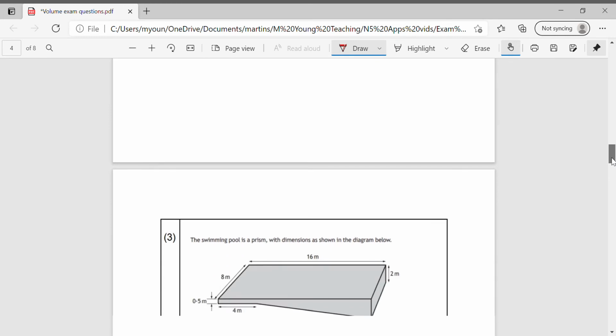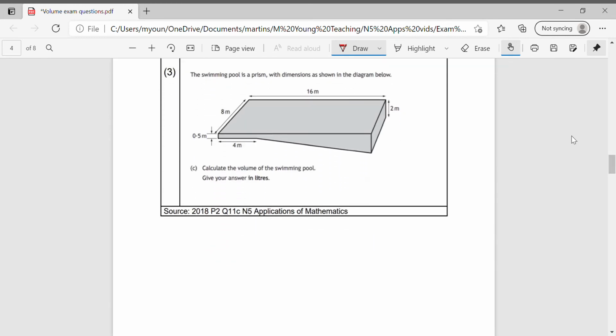Next one, question 3. The swimming pool is a prism with dimensions as shown in the diagram. Calculate the volume of the swimming pool, and what we've got to do is give our answers in litres. Now, this is something that makes life a little bit harder when we're going from meters cubed into litres.